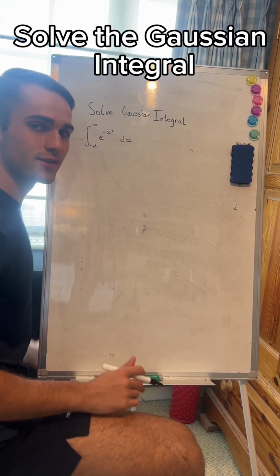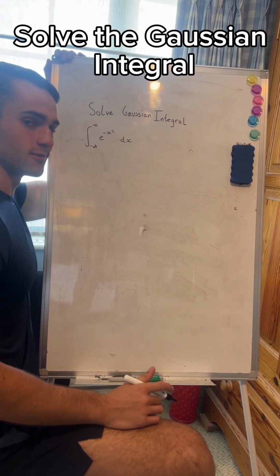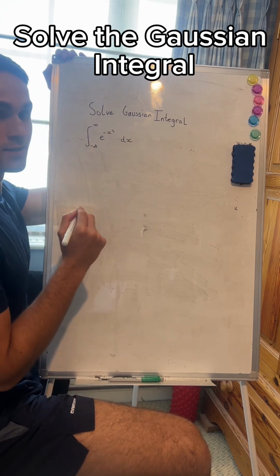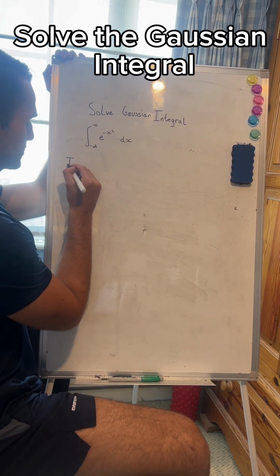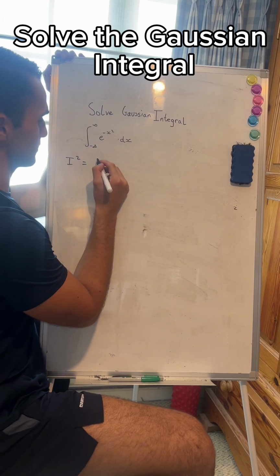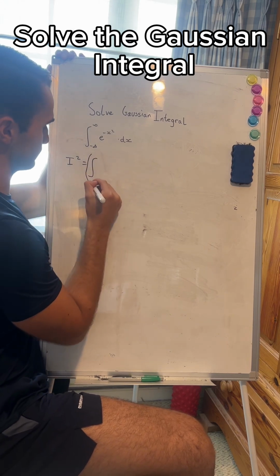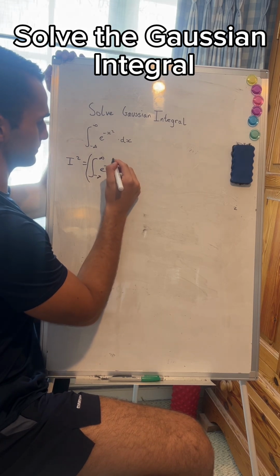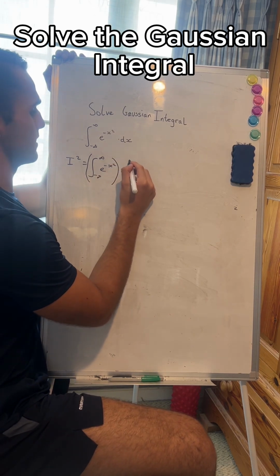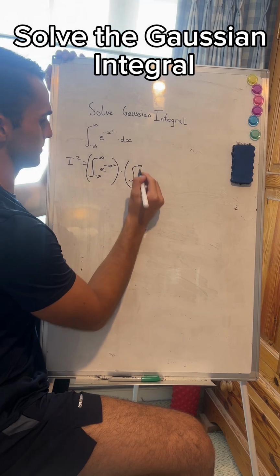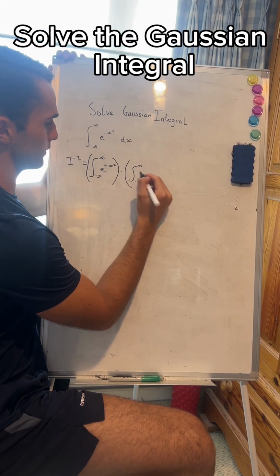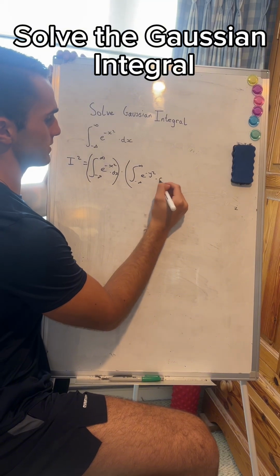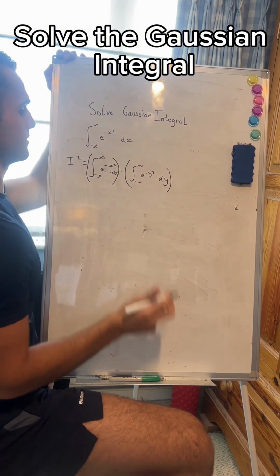Guys, we're going to solve this spooky Gaussian integral in just 4 steps. So first we need to do is square the integral. So I squared equals this, the integral of e to the minus x squared times dx, times the integral of e to the minus y squared times dy.